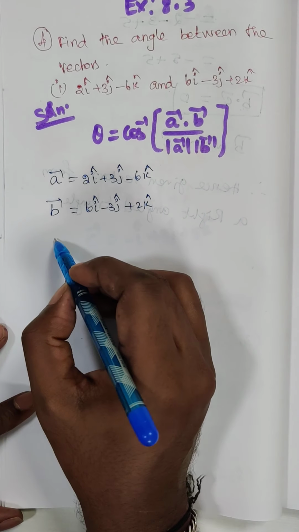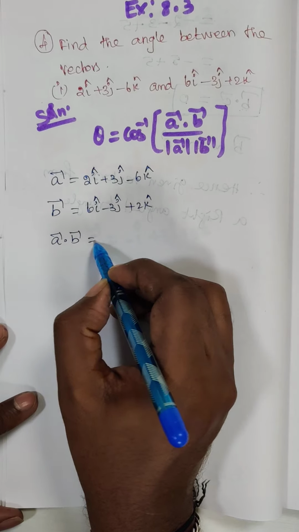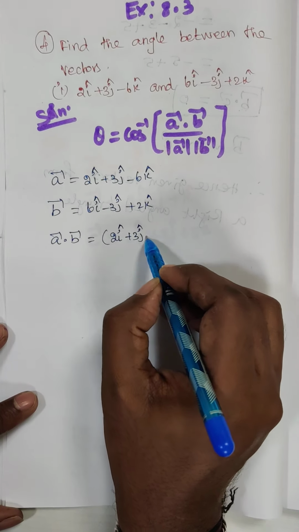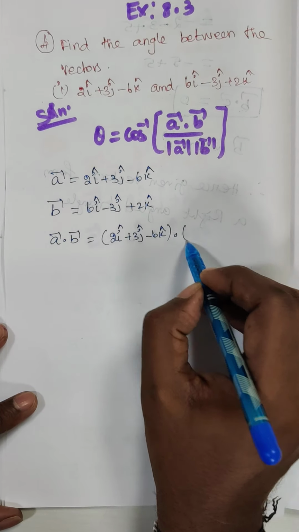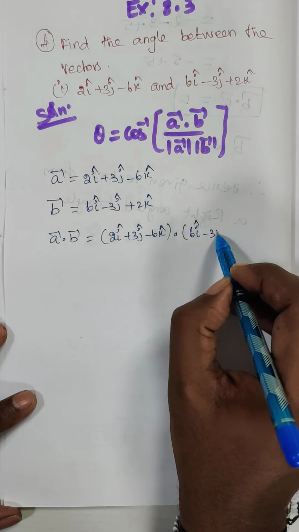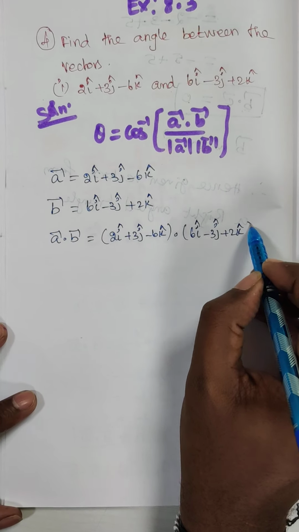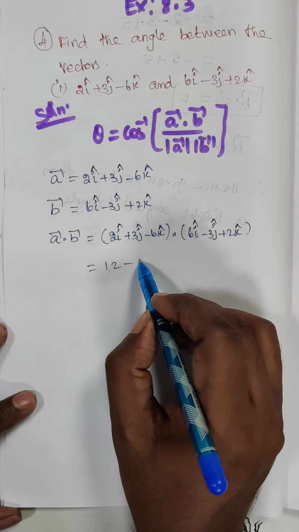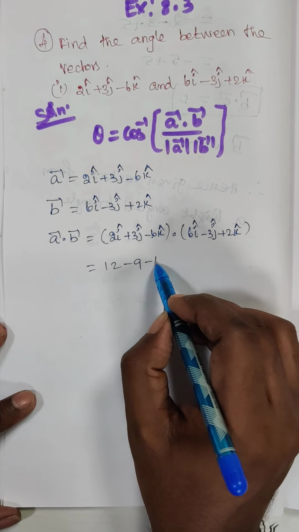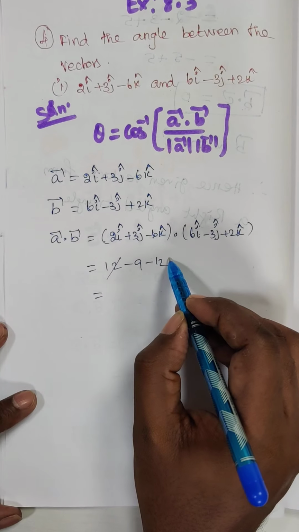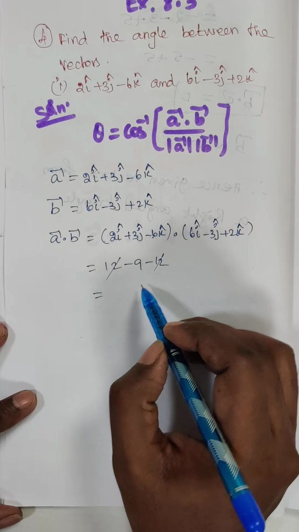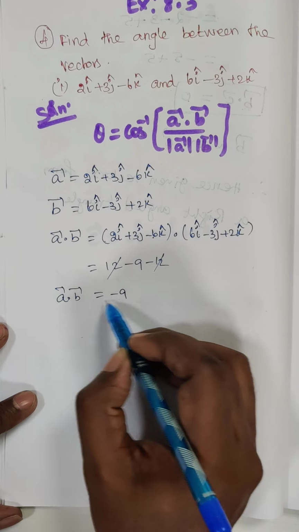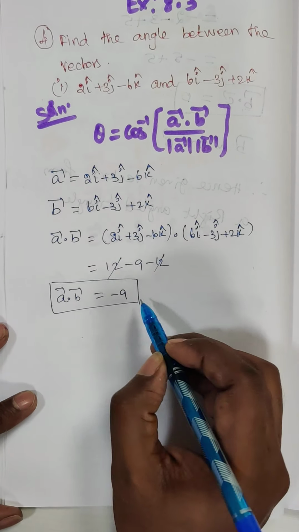So first we have to find a vector dot b vector. So a vector 2i cap plus 3j cap minus 6k cap dot 6i cap minus 3j cap plus 2k cap. So 2 into 6 is 12, 3 into minus 3 is minus 9, minus 6 into 2 is minus 12. So plus 12 and minus 12 get cancelled. So the answer is a vector dot b vector value minus 9.